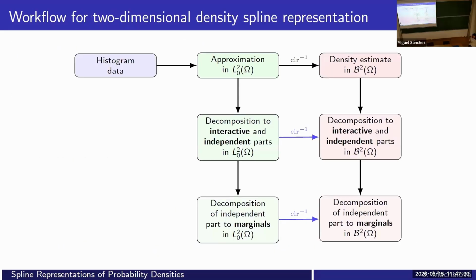So the story is almost finished. From histogram data, which we moved from Bayes space to L2-0 space, we approximate them in L2-0 space by a spline. Because we use ZB splines, we have immediately the decomposition. We have the interactive and independent parts, and from the independent part, we also have two marginals. And we can also do the inverse CLR transformation on each part, so we have the corresponding parts in Bayes space.